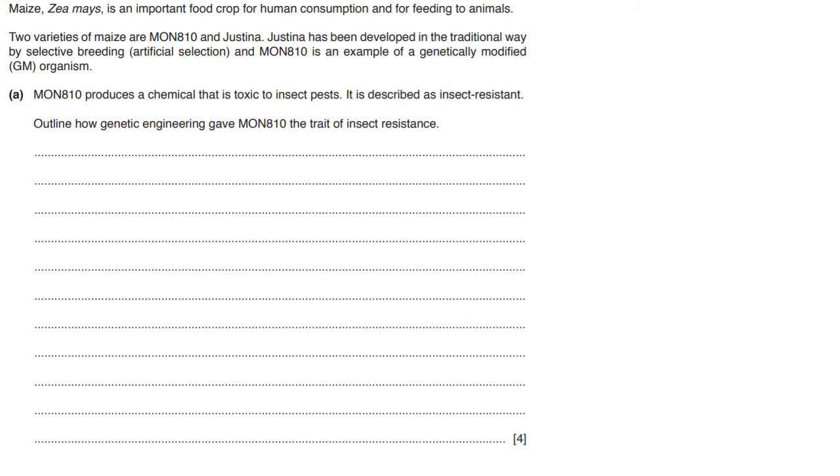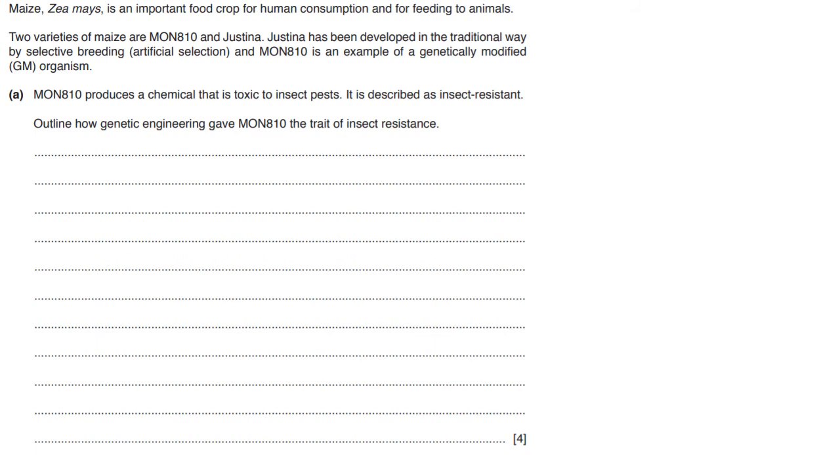What this question is simply asking you to do is to explain how you would transform this maize into an insect-resistant maize. And in this case, you just need to outline the genetic engineering process, which means that you can take the gene from a species that is resistant to insects. You cut out the gene using a restriction enzyme. You insert the gene using a plasmid into the nucleus of the plant, which is MON810, and as a result of that, you get your new DNA that then expresses this trait.